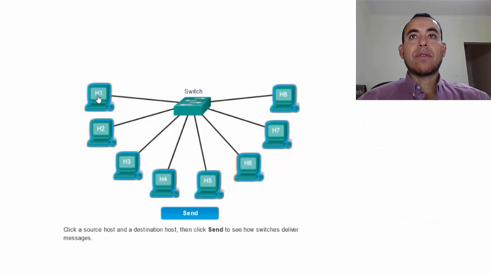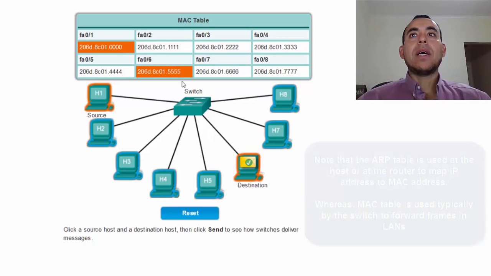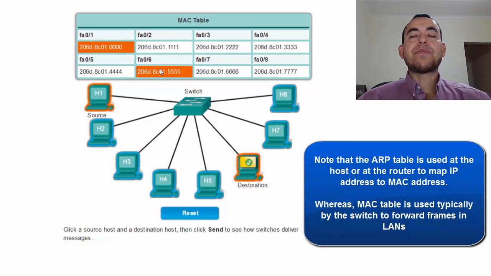So if we want to send data from, let's say, H1 as a source and H6 as a destination, the switch will receive the frame from the source and look up the destination address in the MAC lookup table. One thing to observe here is that the MAC table is separate and different from the ARP table. The ARP table is stored as a cache on each node, whereas the MAC table is stored inside the switch. So that's one thing we need to highlight here.